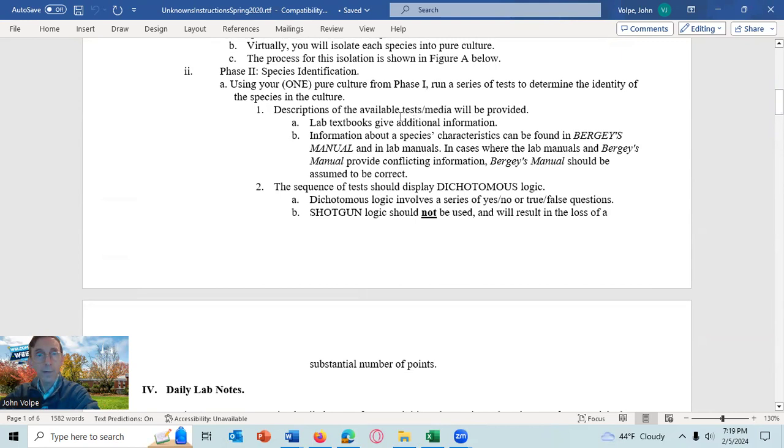Once you have the pure culture, you then run a series of tests to determine the identity of the species in the culture. Descriptions of the tests and the media will be provided. You may use your lab book, which is the online Canvas page. You may use your lecture textbook. You may use Bergey's manual and some lab manuals. Let me show you where some of those are.